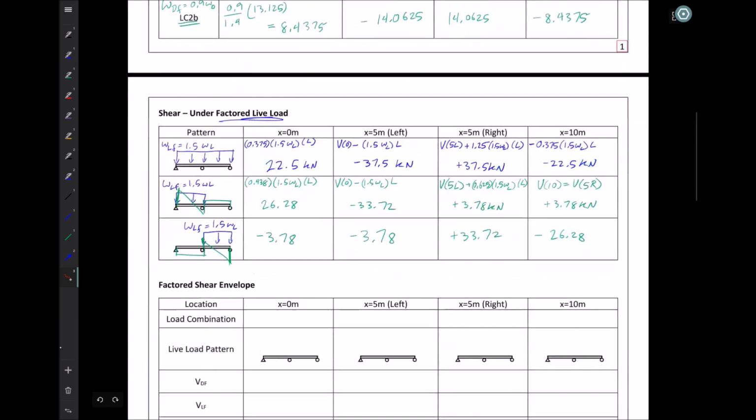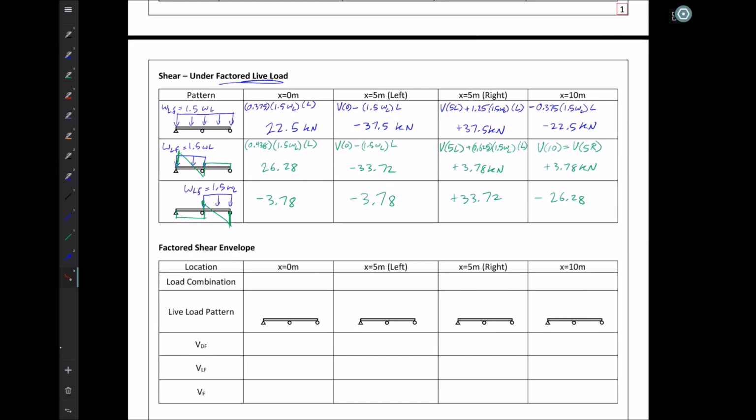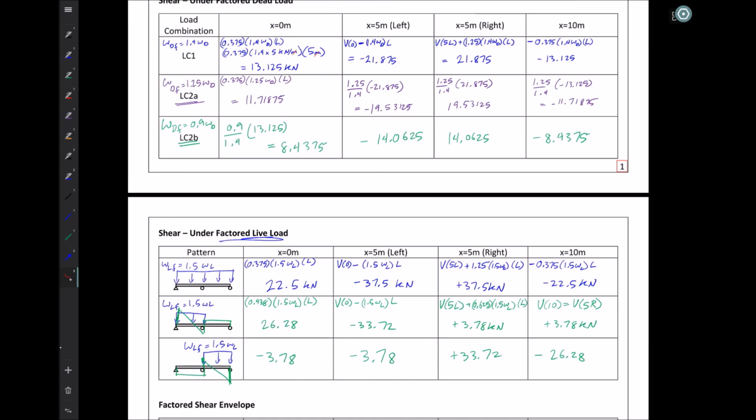So what I mean by that is that if I look at location X equal to 0, and I have 3 different load combinations, load combination 1 can't add any live load to it. So for load combination 1, the shear is 13.125. And is that a relative and absolute maximum? Well, the answer is no, because if I go to load combination 2A, I'm going to take the value of shear from 1.25 W dead and add it to the value of shear from one of the pattern live loadings that has already been factored by 1.5 WL.